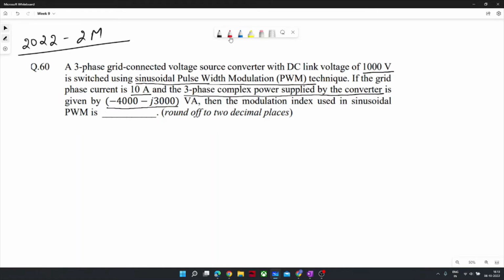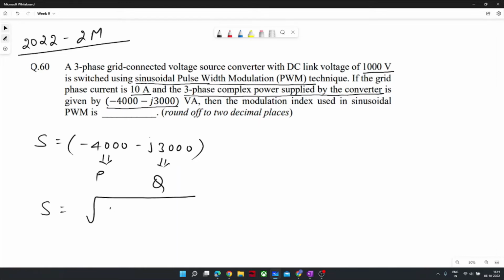So S is given as minus 4000 minus j 3000. This is active power and this is reactive power. We can write S in kVA or VA only. So S would be equal to the square root of 4000 square plus 3000 square. So that would be 5000 VA or 5 kVA.